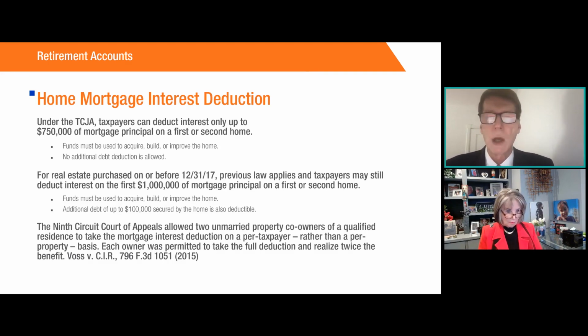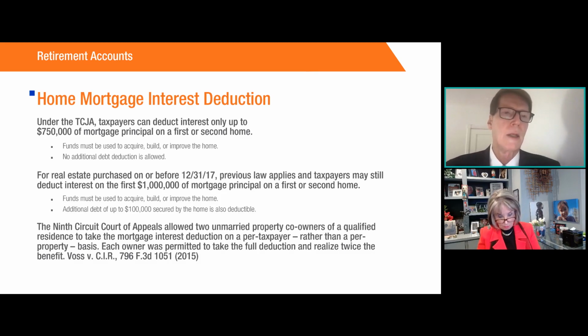And Mr. Voss said, no. The limitation is per person. They went to tax court, and the tax court said, Mr. Voss, you're correct. And this is very powerful because, and this was decided right here in California, Ninth Circuit Court of Appeals. A lot of people, boyfriends and girlfriends, buy houses together. They're not married. If they were married, this wouldn't apply.